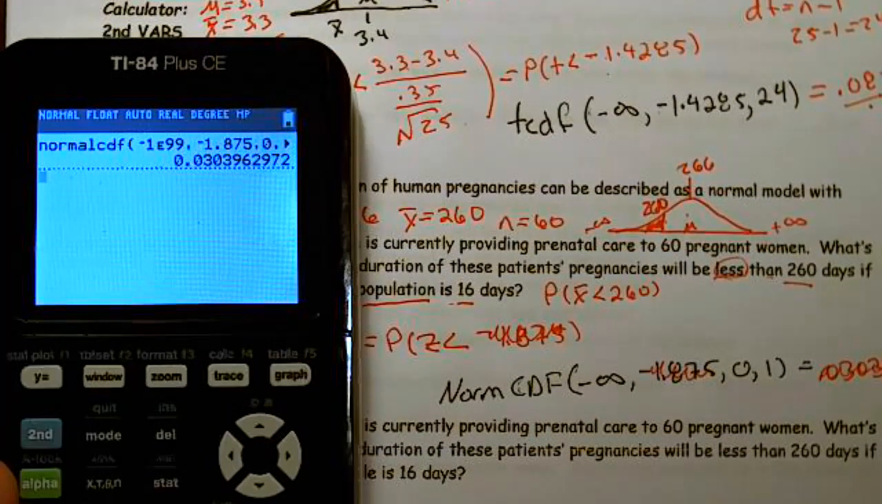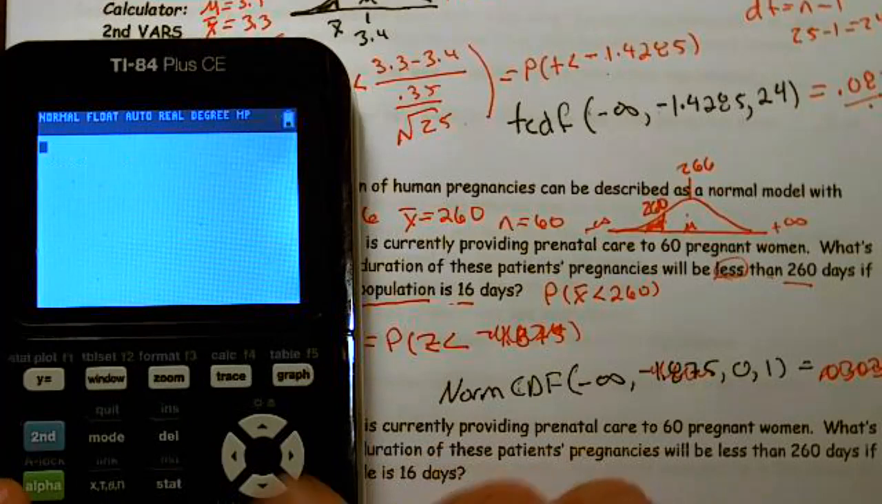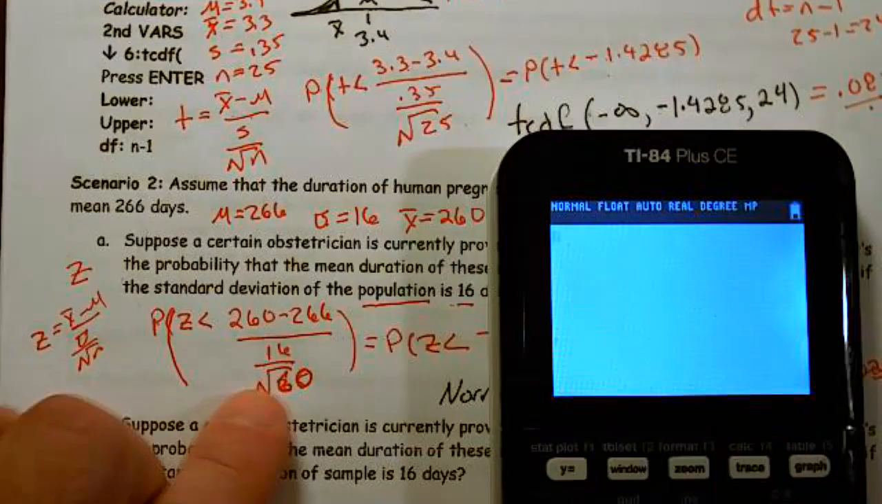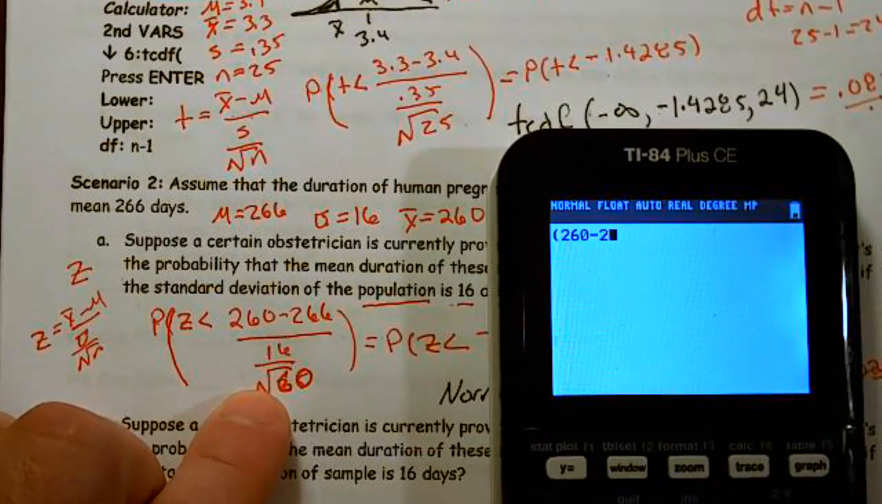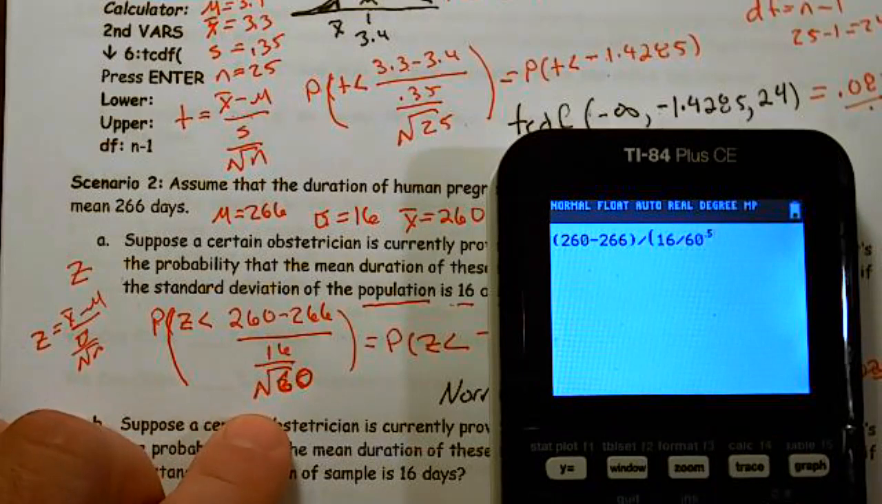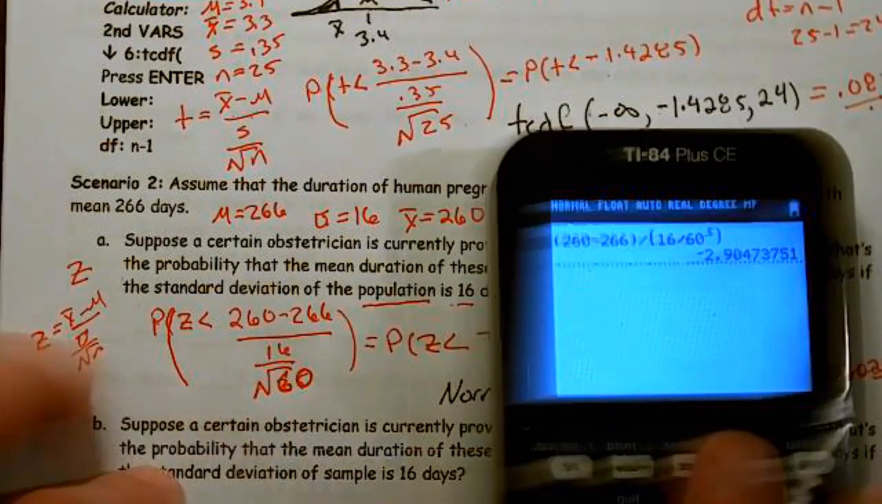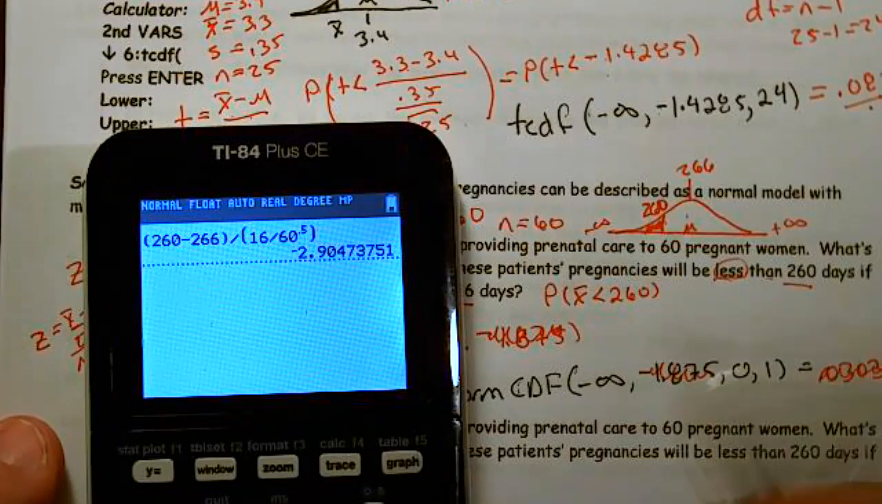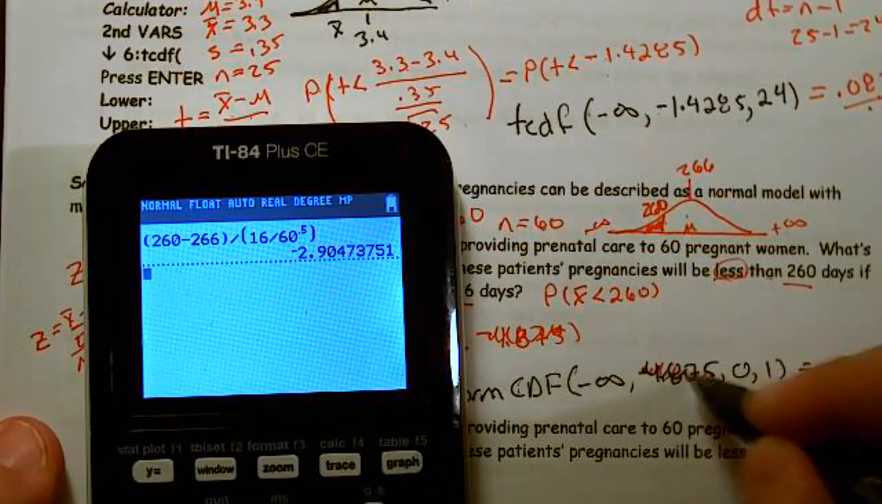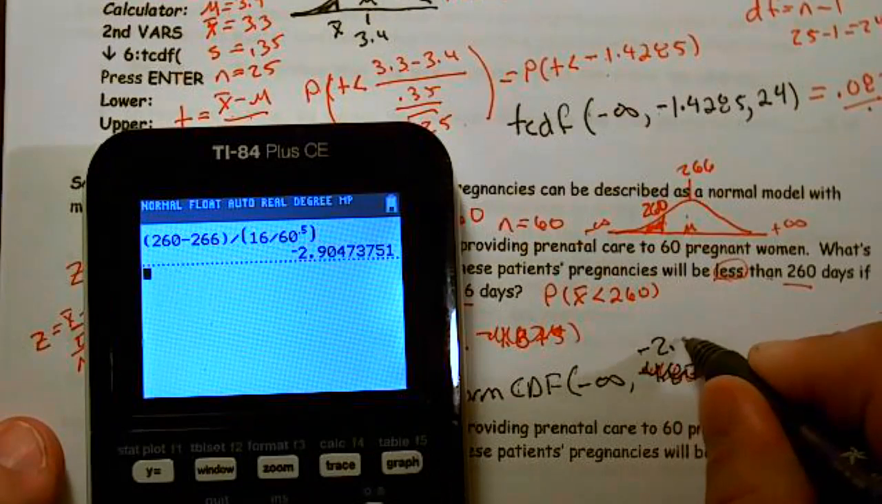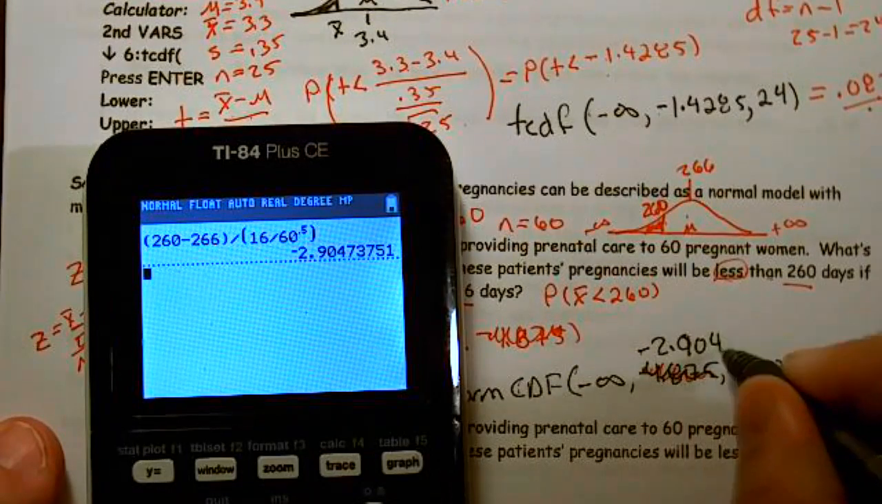So going back, we're going to go back to our original equation, parenthesis 260 minus 266, close parenthesis, divided by parenthesis 16 divided by 60 caret 0.5, close the parenthesis, and there we go. That's what we had before. So we end up with negative 2.9047.